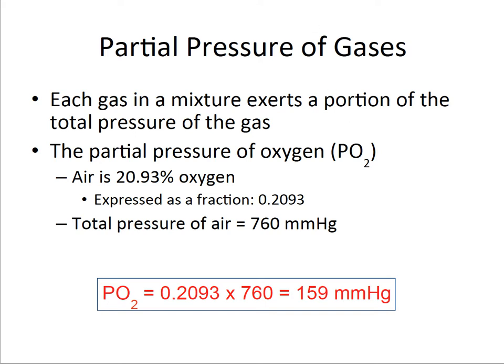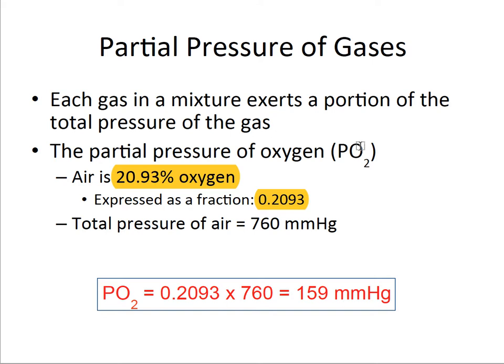So air is a mixture of a bunch of different gases: oxygen, mainly nitrogen, some carbon dioxide. So the component of just oxygen can be thought of as the partial pressure of oxygen, or the PO2. And to calculate this, it is simply the percent of oxygen in room air expressed as a decimal. So 20.93% expressed as a decimal or a fraction is 0.2093. And then that is multiplied by the total air pressure.